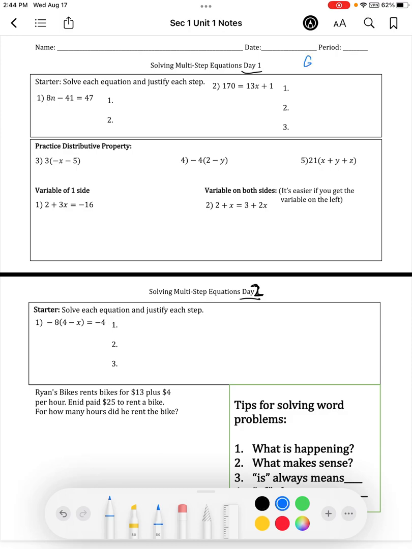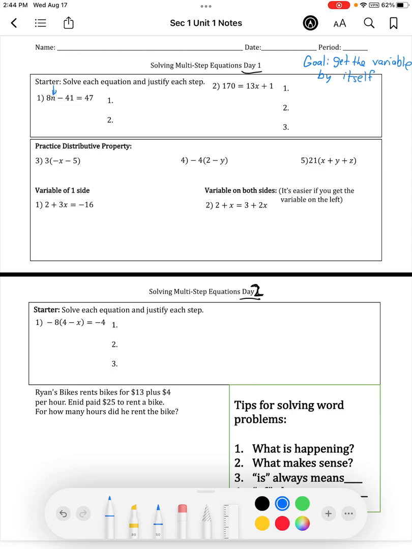Our goal is to get the variable by itself. So in this particular case of number 1, our variable is n. We want to get it all by itself.